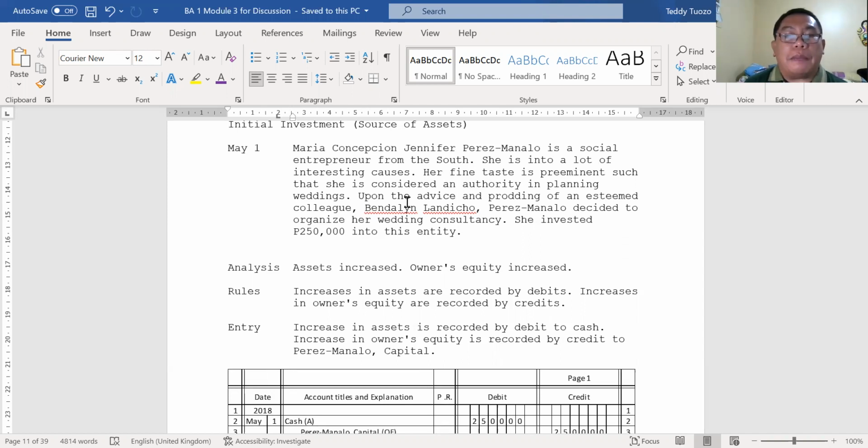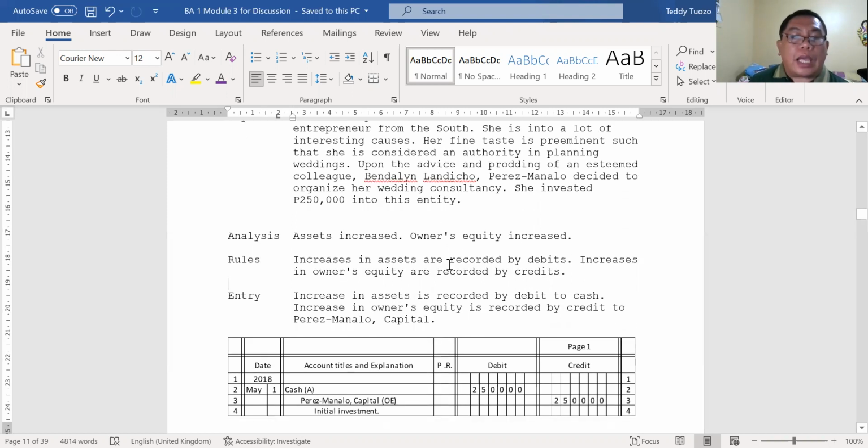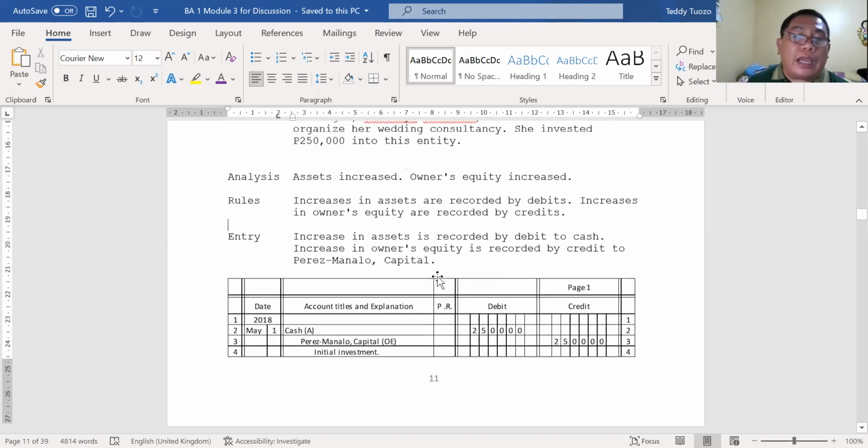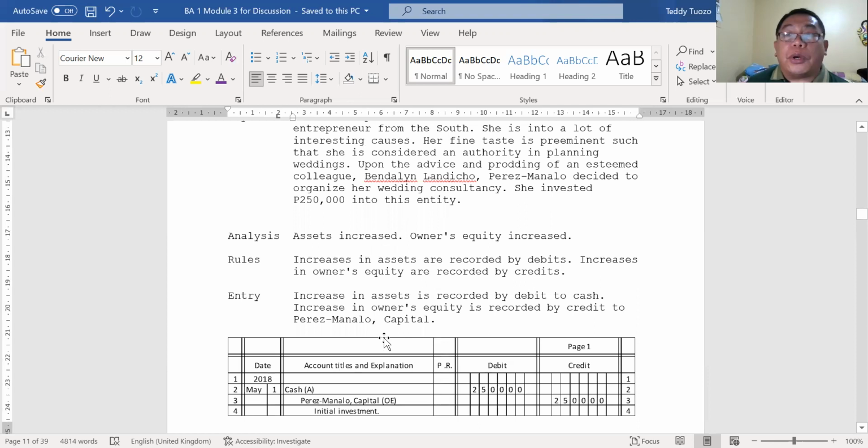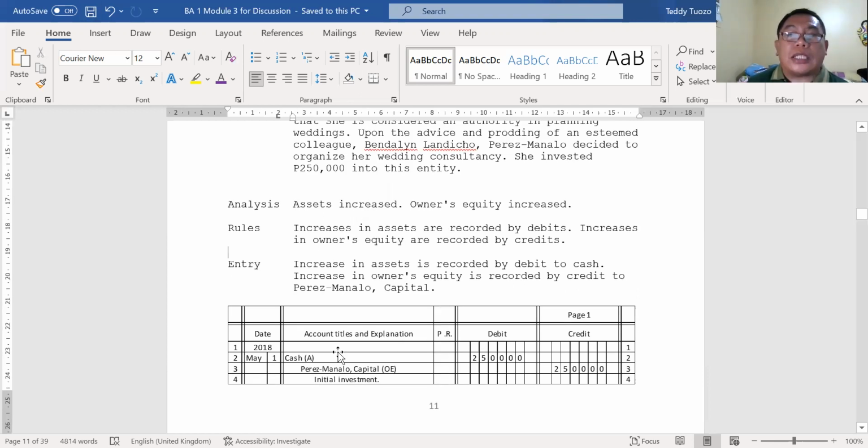So that's why you have a debit entry here for cash and a credit entry to Perez Manalo, Capital. The amounts are recorded on the debit and the credit side respectively. Take note, class, I have just identified here A and OE, or owner's equity or capital account, for purposes of analysis only. For your guide, cash is an asset that is being affected, and the other account affected is an owner's equity or a capital account.